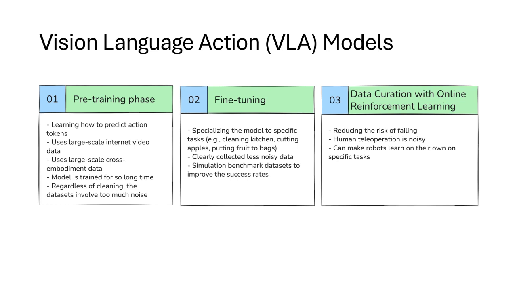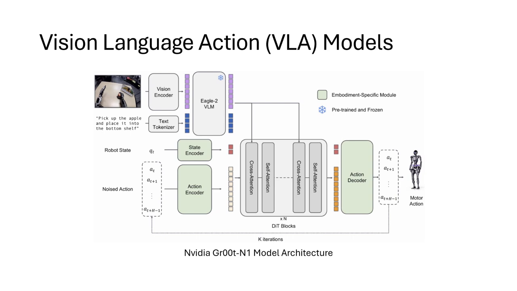Finally, there is also a third step that is not used that much right now, but probably will be used in the future. It is mainly similar to the RLHF system in ChatGPT, and it is used to reduce the risk of failing. As we know, human teleoperation can be very noisy in some cases. So this system makes the robot learn on its own on specific tasks, but with the background from the VLA system.